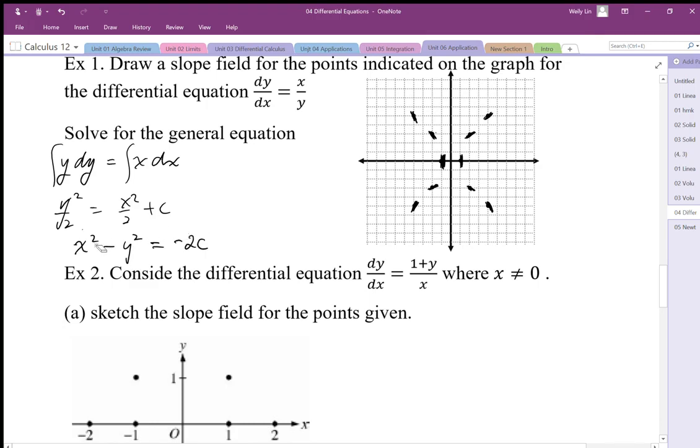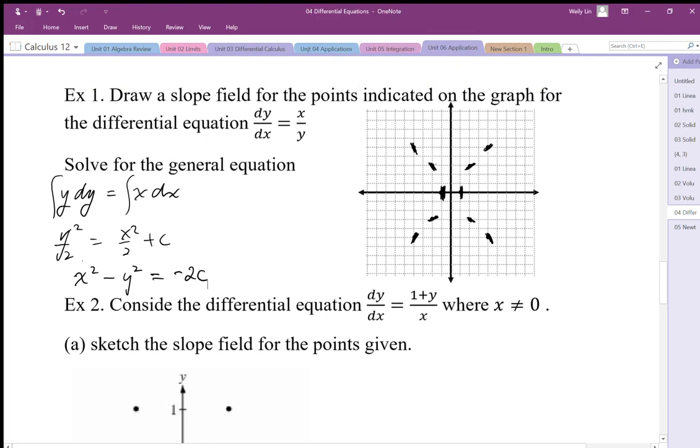So basically, when I solve this differential equation, this is an equation of a hyperbola. Depending on the c, it could be a transverse x or transverse y. If c is positive, it's transverse y. If c is negative, it's transverse x. And you can see that this is a hyperbola. This slope field is indicating that it could be a hyperbola.